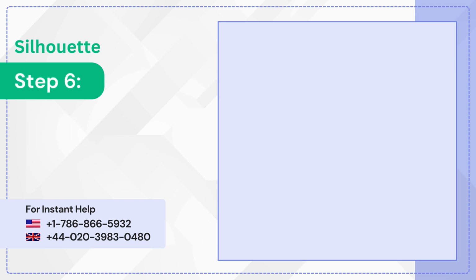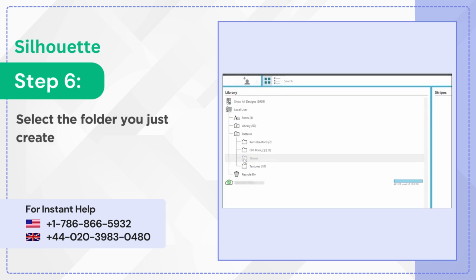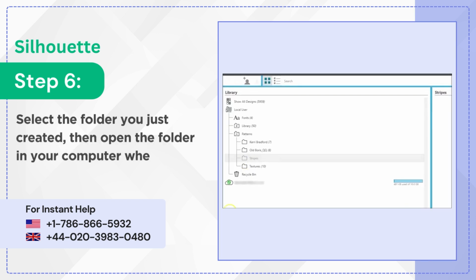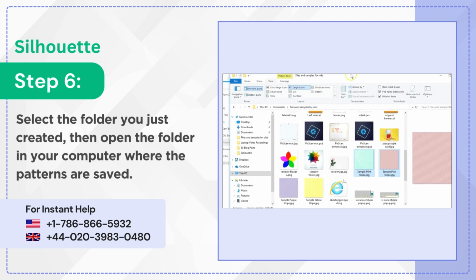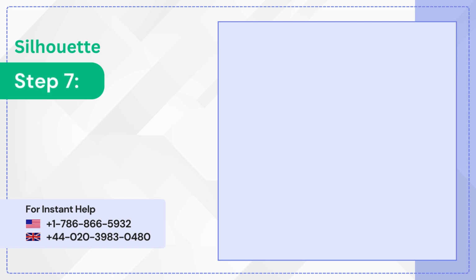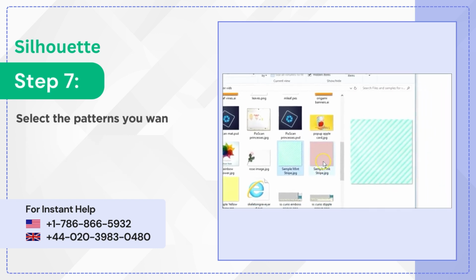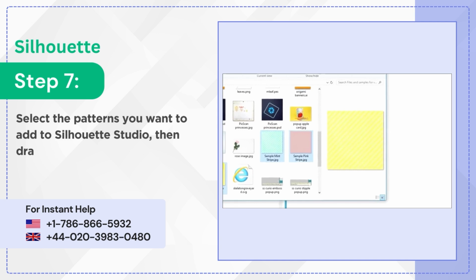Step 6. Select the folder you just created, then open the folder in your computer where the patterns are saved. Step 7. Select the patterns you want to add to Silhouette Studio, then drag them to the thumbnail area of the folder you just created.